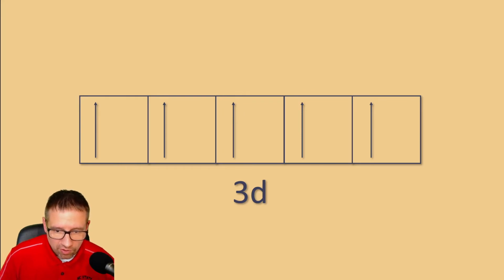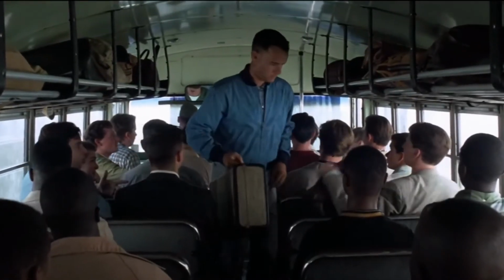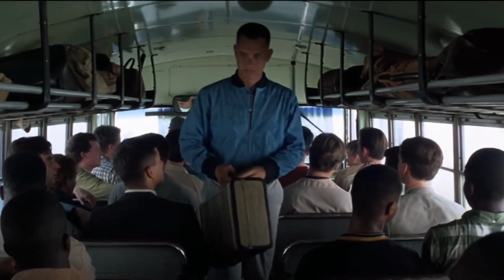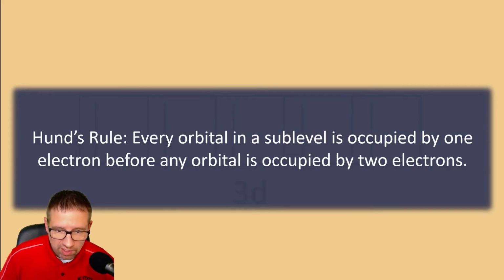Now, I've got a set of 3D orbitals up here for your reference, and so you can take a look at it, and you can see we've got 5 electrons, one in each orbital. You guys are familiar with this, and it's referred to as Hund's rule, which states that every orbital in a sublevel is occupied by one electron before any orbital is occupied by two electrons. Now, you guys know this, but I'm going to expand upon this concept just a little bit.